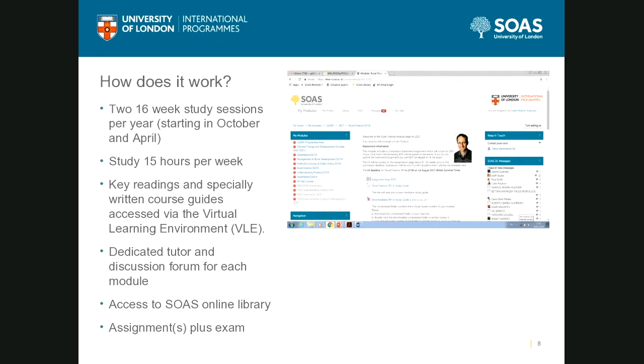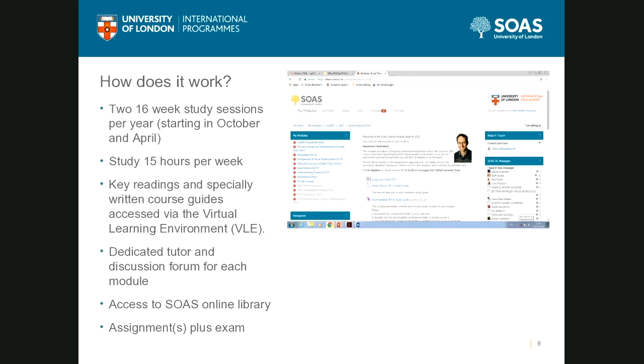So you will access the key readings and the specially written course guides that we have via the virtual learning environment. You'll have a dedicated tutor and discussion forum in each module that you study with us. You get access to the SOAS online library and also to the University of London library. And then you are assessed on a combination of assignments plus exams.